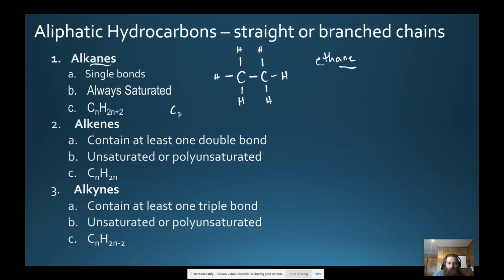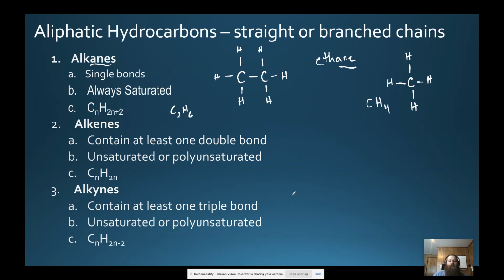So let's see if that's true. Here we have C2 and we have H, and we have 3 on the left, 3 on the right, so 6. So 2n would be 4, plus 2 is 6. So there we go. Now the simplest hydrocarbon is methane, which is just CH4. And again, we can see that it has all single bonds. It is saturated. And again, you have CH4. So 2n plus 2. 2 times 1 is 2 plus 2 gives us 4.